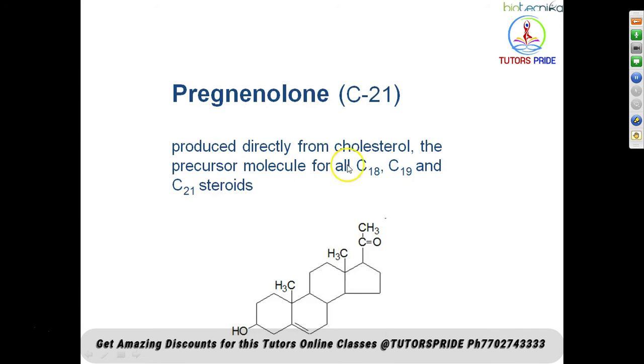Now you can see this is pregnenolone, produced directly from cholesterol, and the precursor molecule for all C18, C19 and C21 steroids. This is the precursor molecule for all what? C18, C19 and C21 steroids. So this is the structure of your pregnenolone. It is directly produced from your cholesterol. Got my point? This is about your pregnenolone.